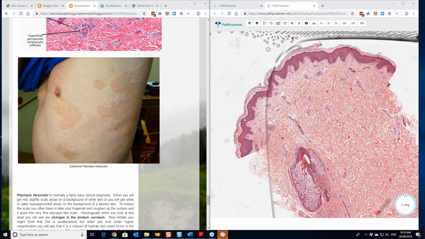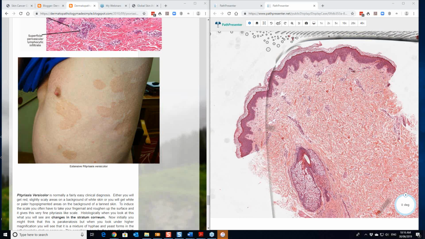Now, looking at this, there perhaps seems a little bit of psoriasiform hyperplasia, a bit of acanthosis, a bit of orthokeratosis here. But if it's pityriasis versicolor, the fungus is going to be yeast form, and it's going to be high up in the epidermis, in the stratum corneum. You can see there's very little in the way of infiltrate around vessels here.